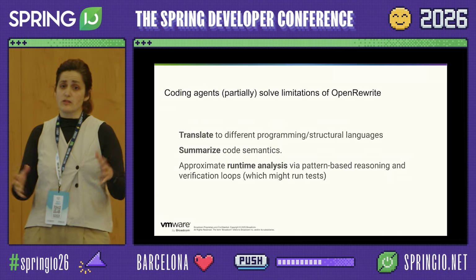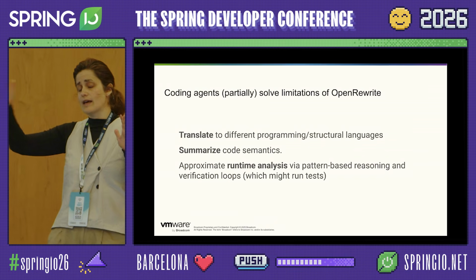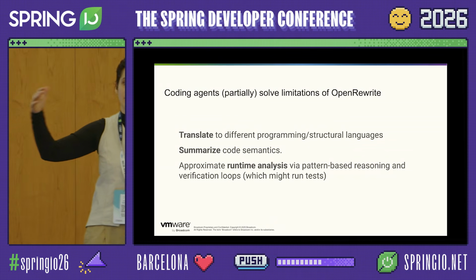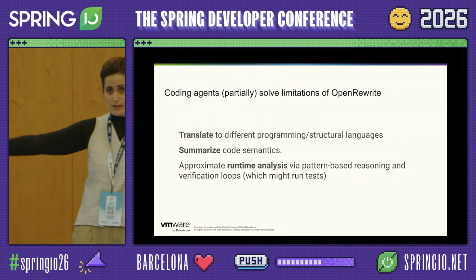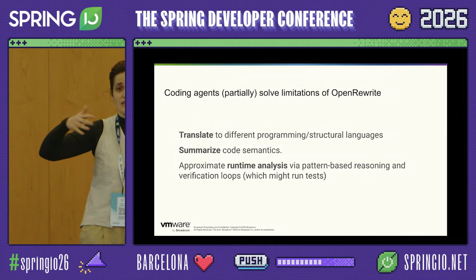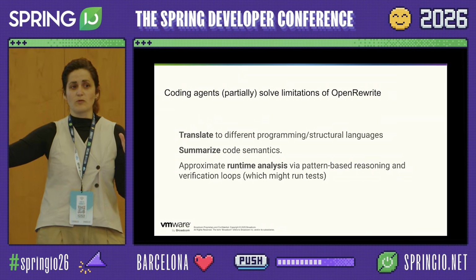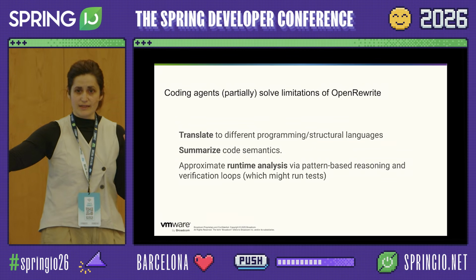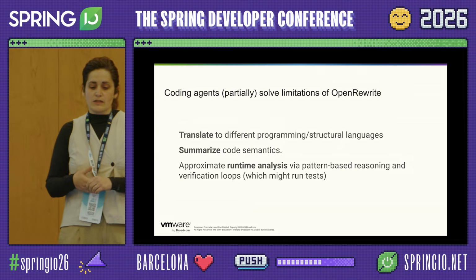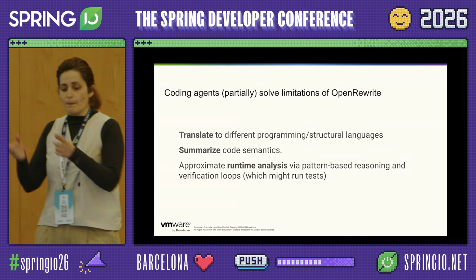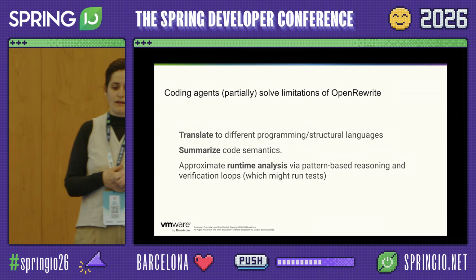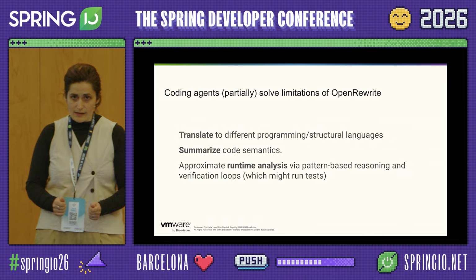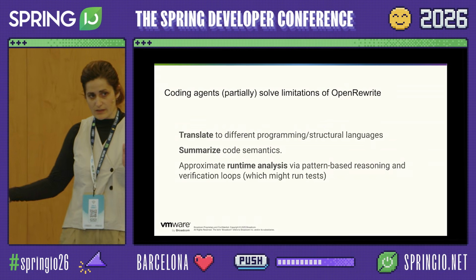Coding agents are partially solving, somehow, the limitations of OpenRewrite. Besides, they could be super expensive, because until you end up in a situation where your code finally compiles, you might have wasted tons of tokens. And probably it is not code that you will be happy to see. And you need to throw away that code and start again. But having said that, they are giving the option of translating between different programming languages.